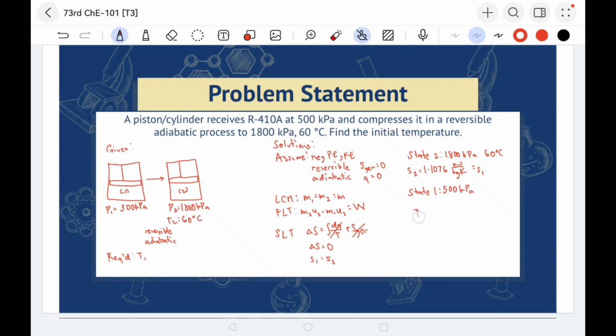We will now look at the values at 500 kilopascals at which the entropy is equal to 1.1076. However, it is between two values. At the value of negative 13.89, which is the saturation temperature, the entropy value is 1.0647, and at 0 degrees Celsius, the entropy value is 1.1155. So we must interpolate to get the temperature at which this entropy value occurs. We will get a value of T1 equal to negative 2.16 degrees Celsius, which is our answer for this problem.